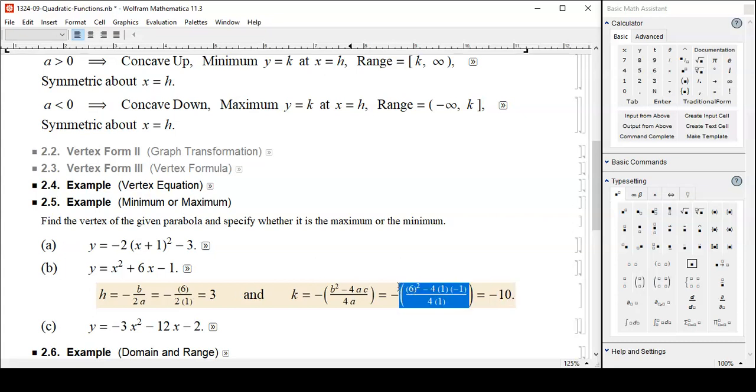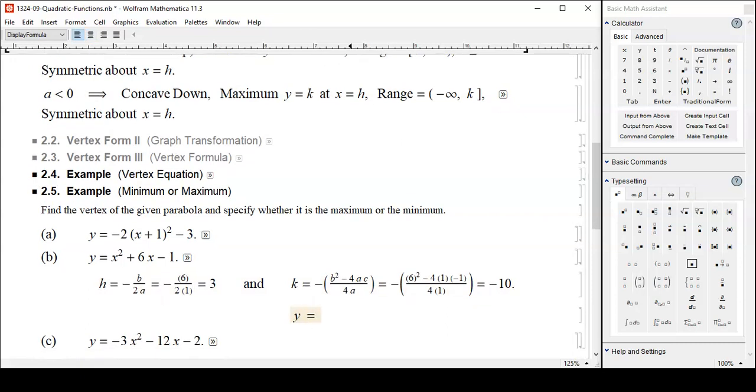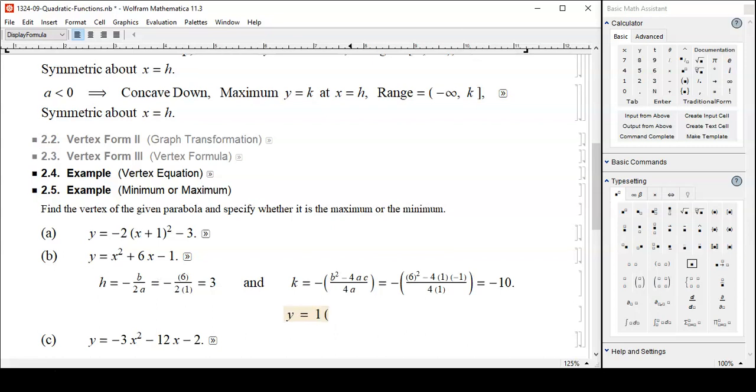You can also punch this into a calculator. So h is negative 3, k is negative 10. So we get y equals a value, which is just 1 here. 1, but you don't really have to write 1. (x minus negative 3) squared minus 10. You don't need to write 1, so that's going to be your vertex form.